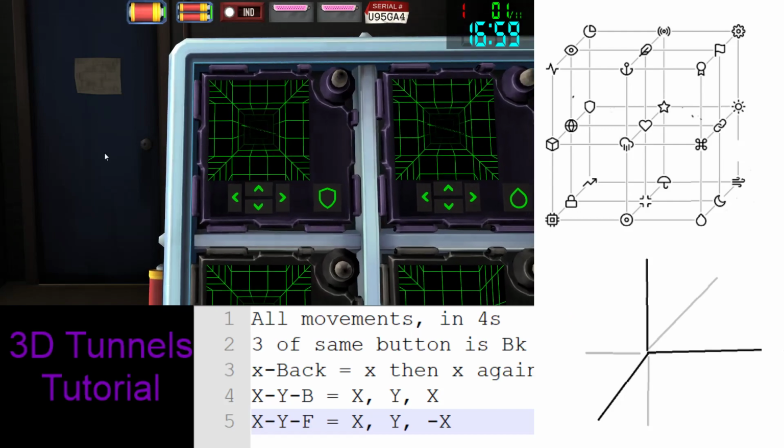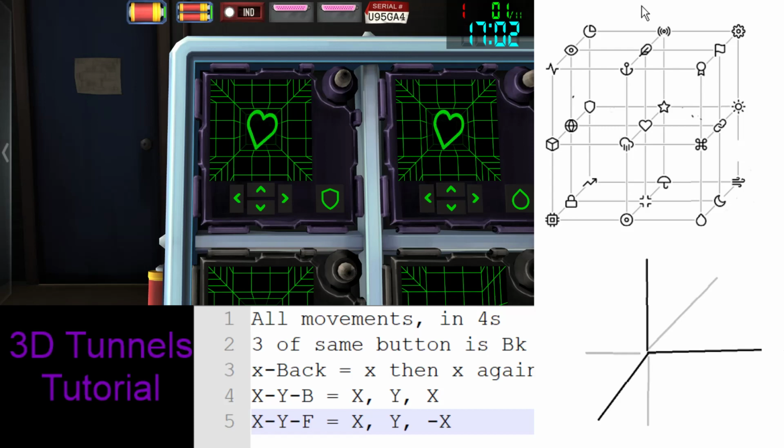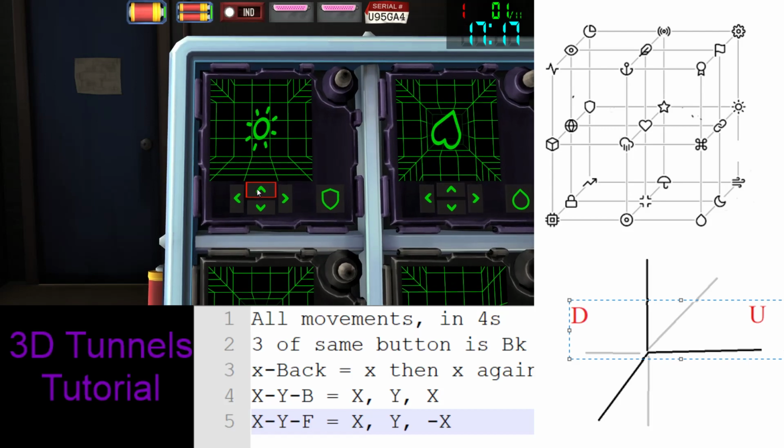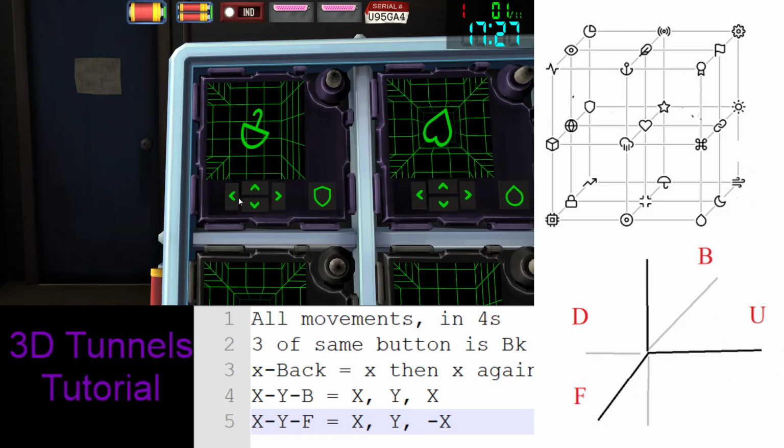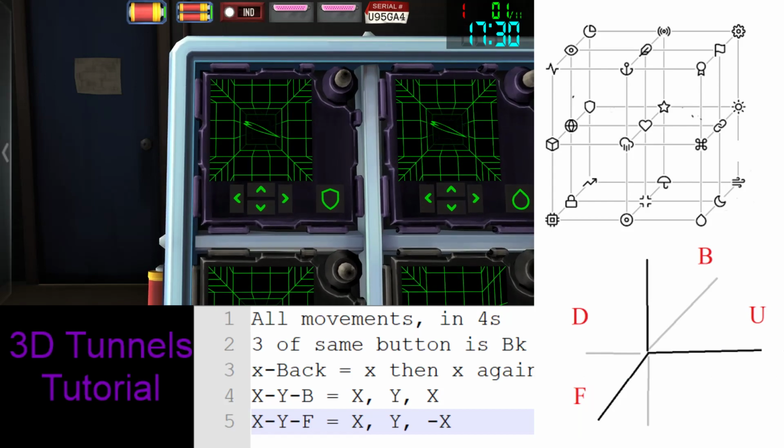Up leads me to chain. And I tend to forget what buttons I pushed, so I'll always try to get back to the center before I note things down on my paper. So 1 up leads me to chain. Chain is over here, so this is up, this is down. 3 ups lead me to star. So star is back, this is front. And then 1 left leads me to intersection. So this is left, which means this is right. That's got my orientations.